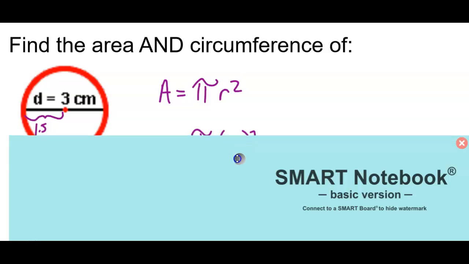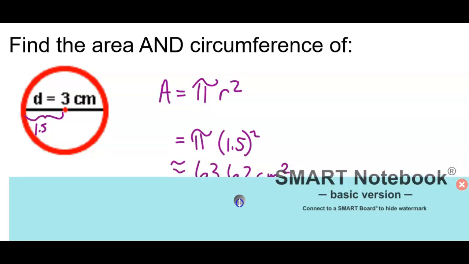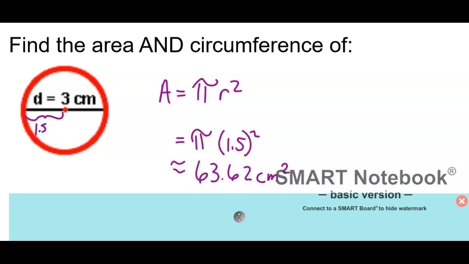So I'm going to take my 1.5, and I'm going to plug that in for my r, and then I'm going to plug and chug. I'm going to do the math. 1.5 squared is not 3, that's 1.5 times 2. It's 1.5 times 1.5. You'll want to do that on the calculator. And then multiply that by your pi button, and you should get approximately 63.62 centimeters squared.